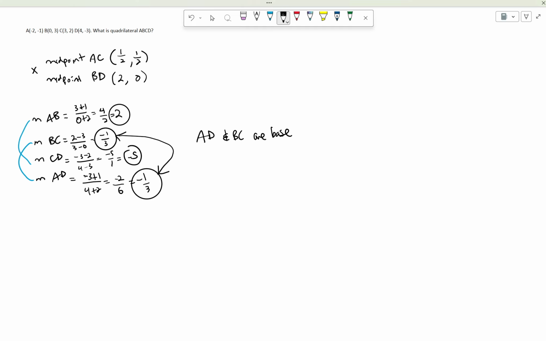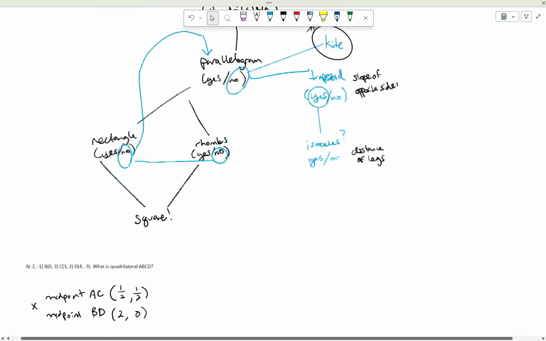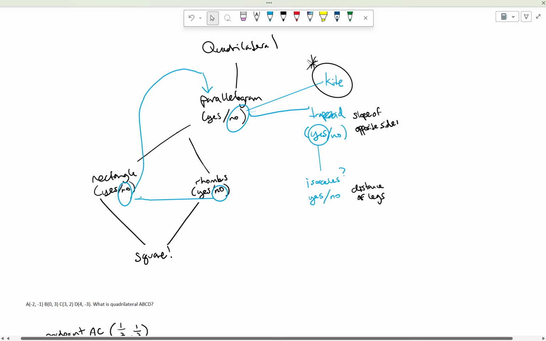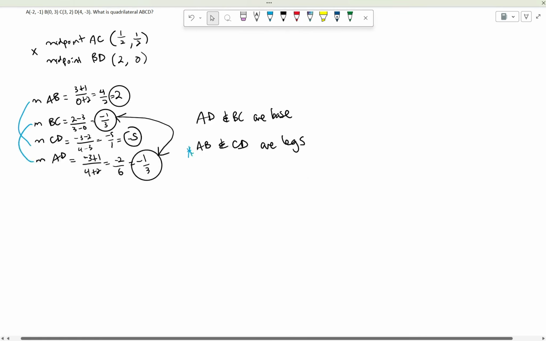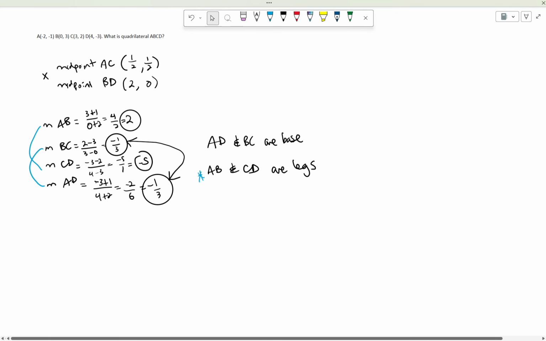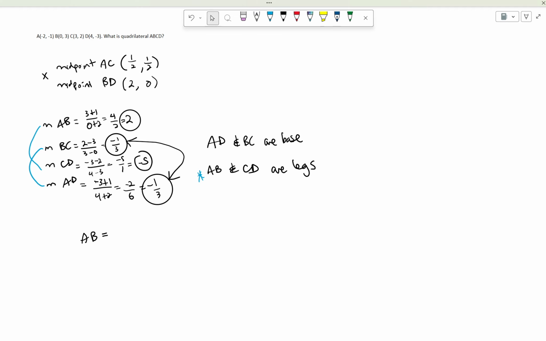Moreover, what's important is that AB and CD are the legs. Okay, and that's what's important here, because if these guys are the legs, this is where I have to demonstrate, back up here, if it's a trapezoid, is it isosceles? So I need to find the distance of those legs. All right, so here we go. If you remember, you can recycle a little bit of your work here when it comes to slope and distance.